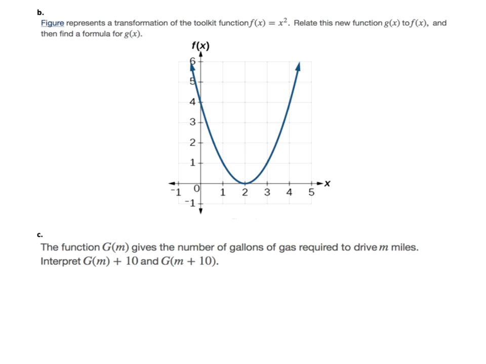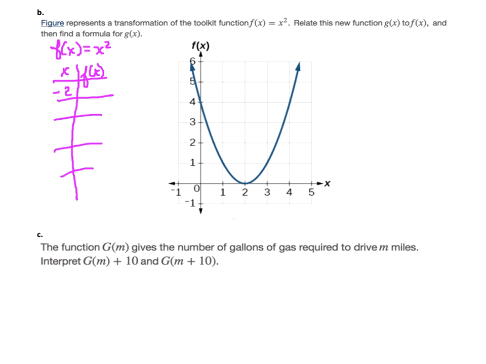Okay, so shifting with the graph here, horizontally, this figure represents a transformation of the toolkit function x squared. This is the quadratic that graphs as a parabola. Relate this new function g of x to f of x. So how has this changed from f of x equals x squared? Well, we need to see what f of x equals x squared looks like to begin with. So that's what I'm going to show you. F of x equals x squared. Let's take a few key points, and this is from your toolkit.